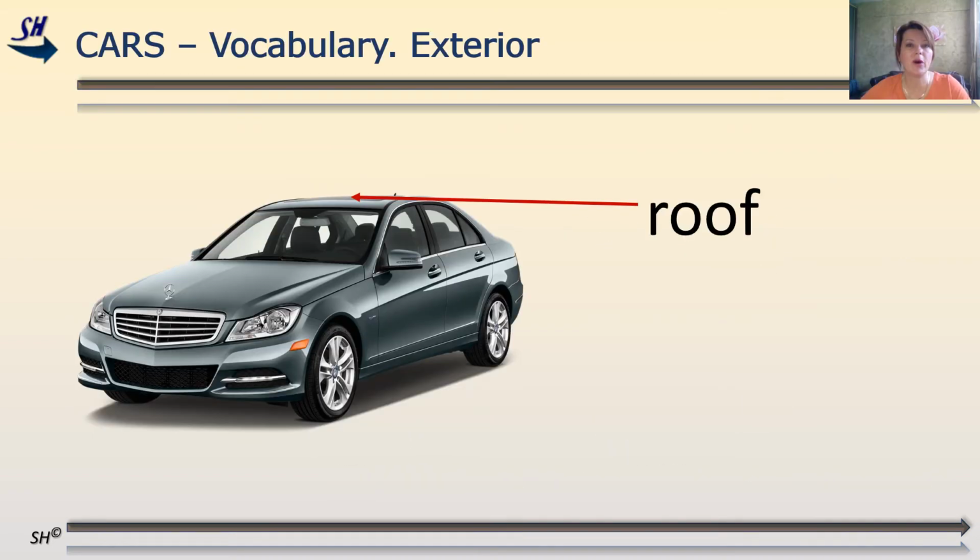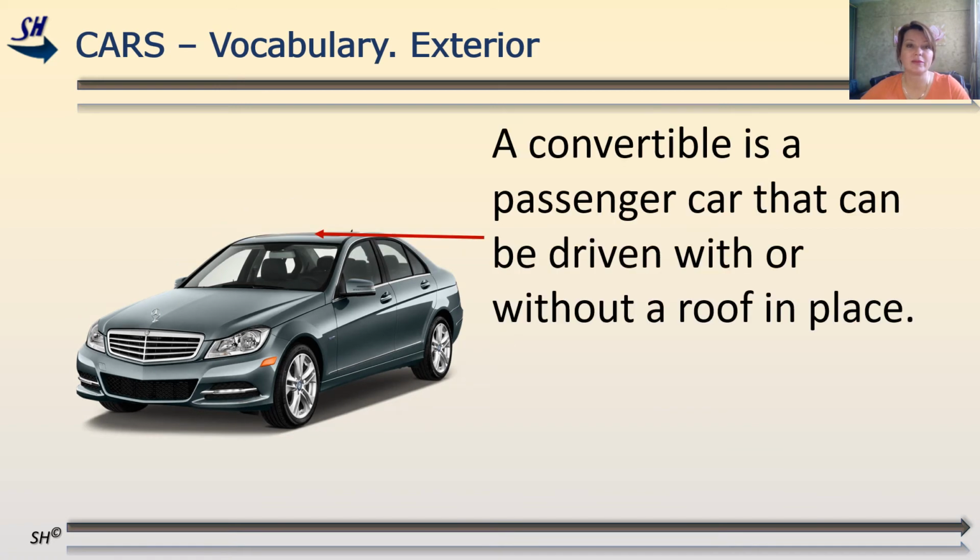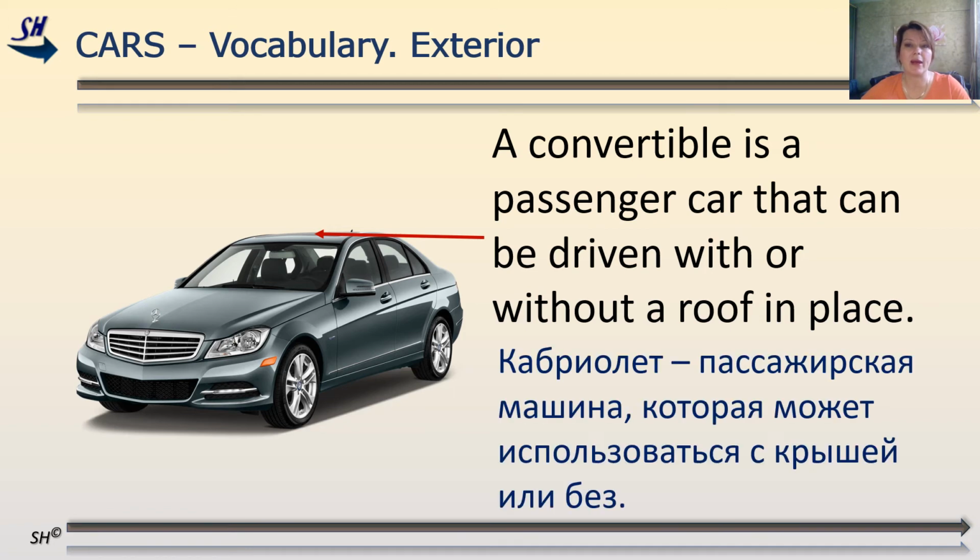Now, the next part is pretty much logical. It's called the roof of a car. Well, convertibles can go without a roof, as we know, but most cars do have a roof. You can say a convertible is a passenger car that can be driven with or without a roof in place.